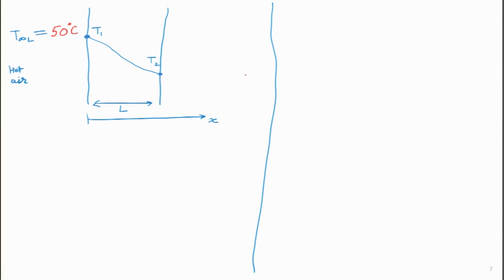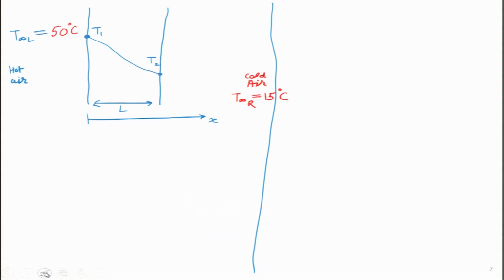Similarly over here I have cold air, and its temperature I will denote as T infinity R on the right hand side, and this value also I know is 15 degrees. So if you attended the last lecture, I think you remember why we are writing this infinity symbol, because these are the temperatures which are very far away from the surfaces of the wall. So this is usually the convention which we use.